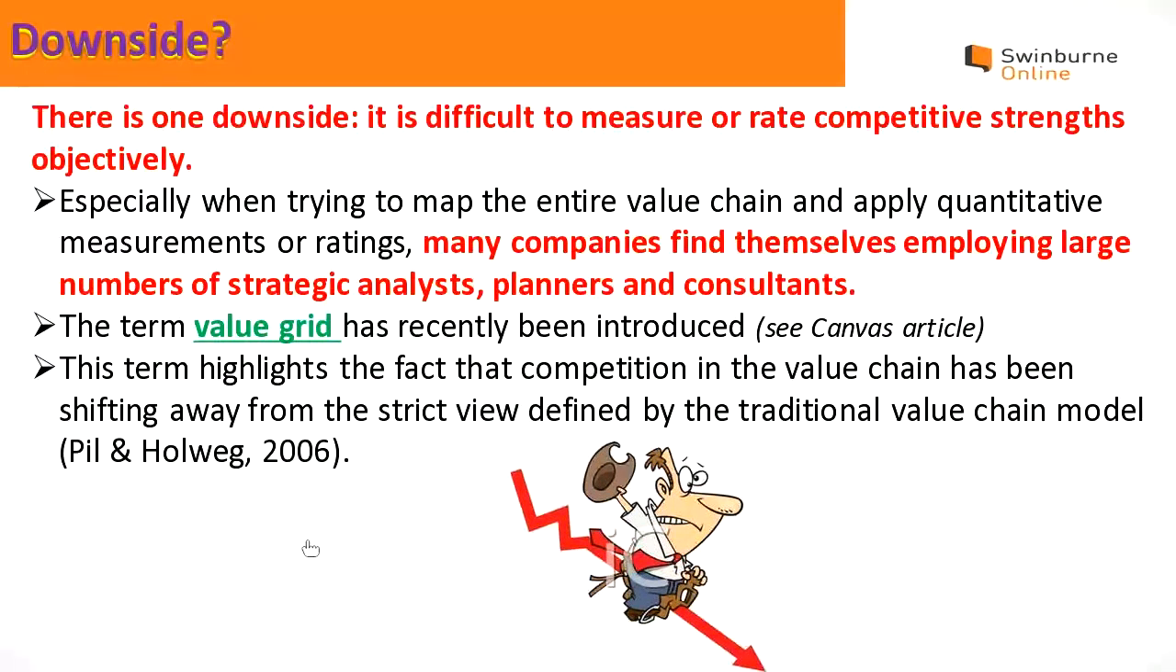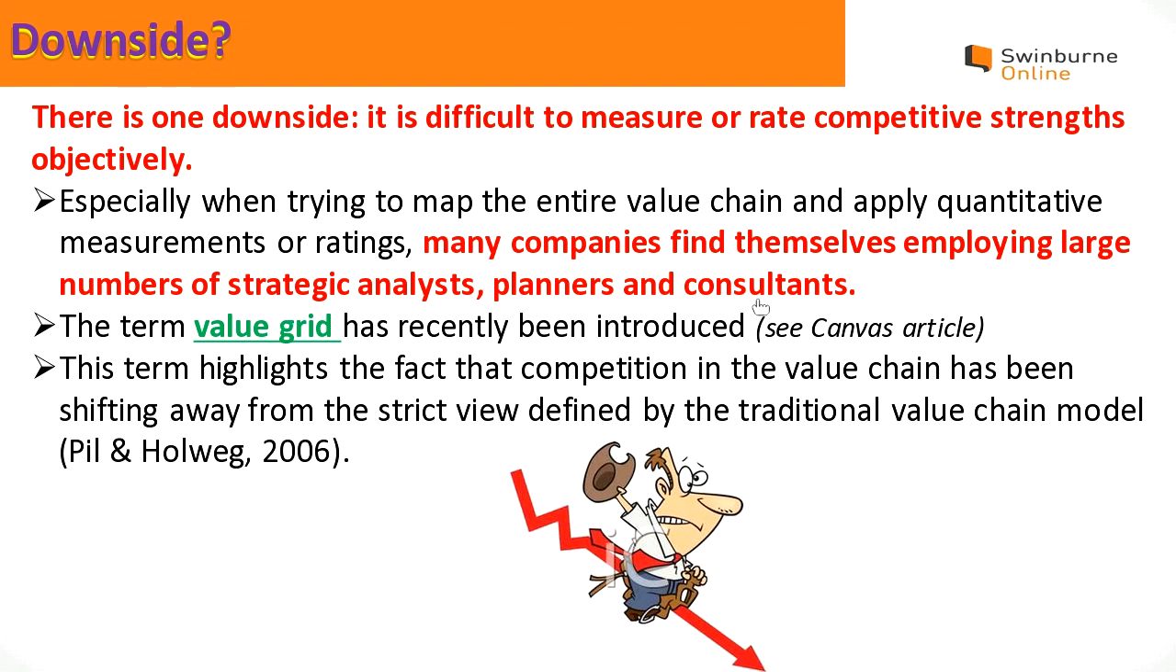So we shall see. All right, well, remember, to every theory and every thing we study, value chain, SWOT, there's always a downside. And one of those for value chain is it's difficult to measure or rate competitive strengths objectively. When you're trying to map the entire value chain and give it quantitative numbers or ratings, often you'll have to employ strategic analysts, planners, consultants. Obviously, there's a cost.